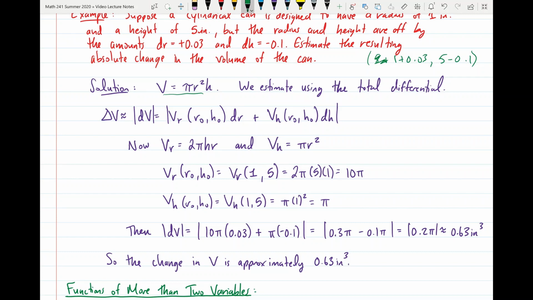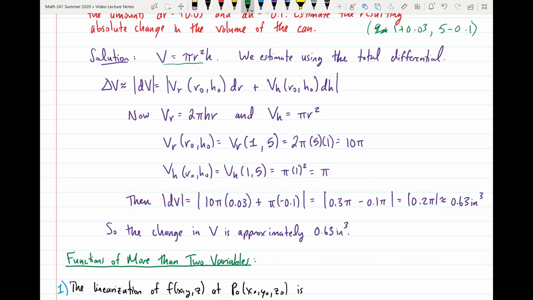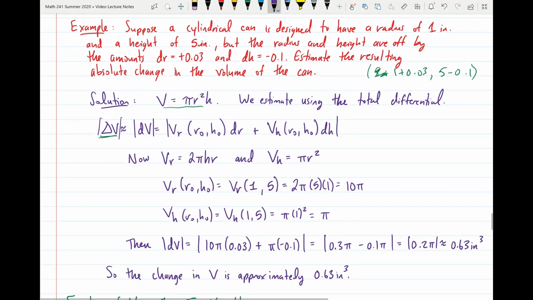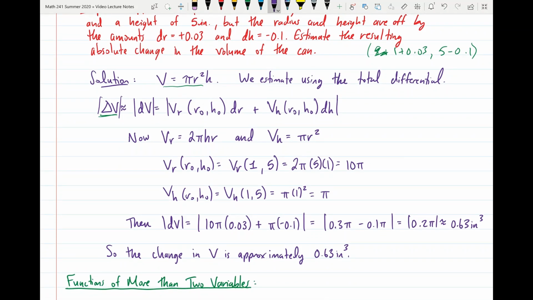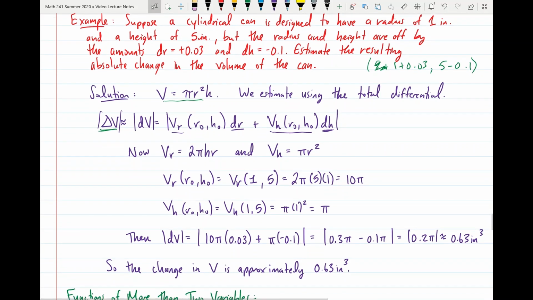Again, the volume of the cylinder is going to equal pi times r squared times h. That's just the formula for the volume of the cylinder. And now we're going to find the total differential. The absolute value of the change in our volume is going to be relatively close to the absolute value of our differential. And we know that the differential is going to be equal to partial r of v at r naught, h naught times dr, where dr is the change in the radius, plus the partial derivative of v with respect to h at r naught, h naught times dh, the change in the height. dr and dh are both given to us in the problem statement above.